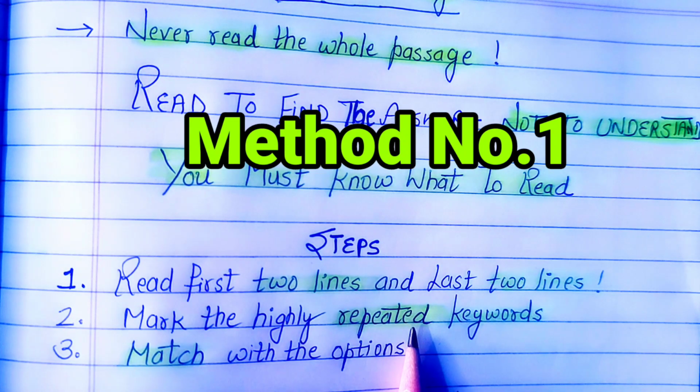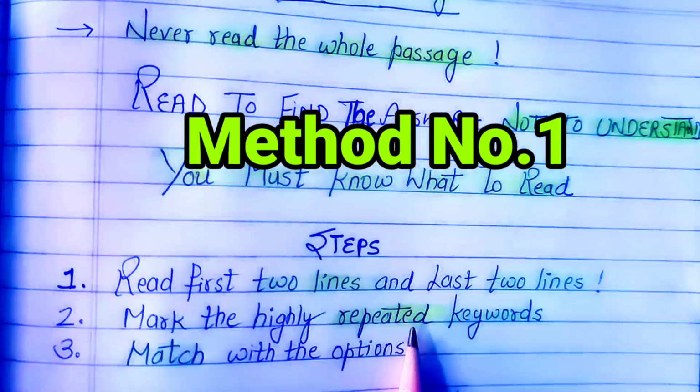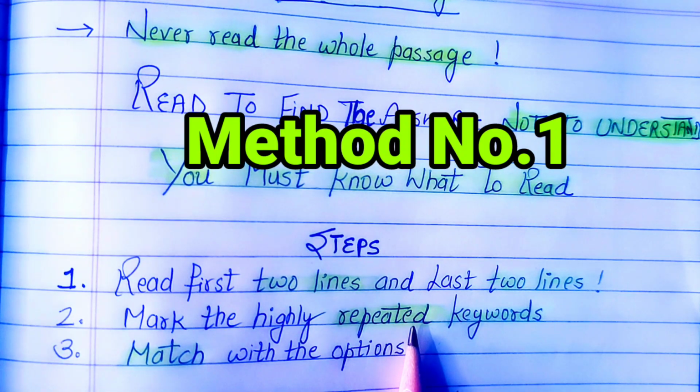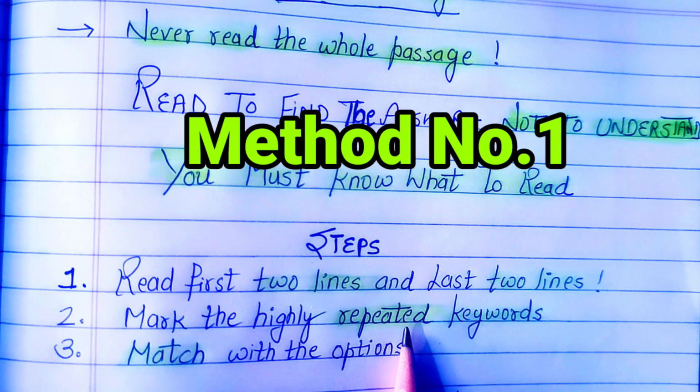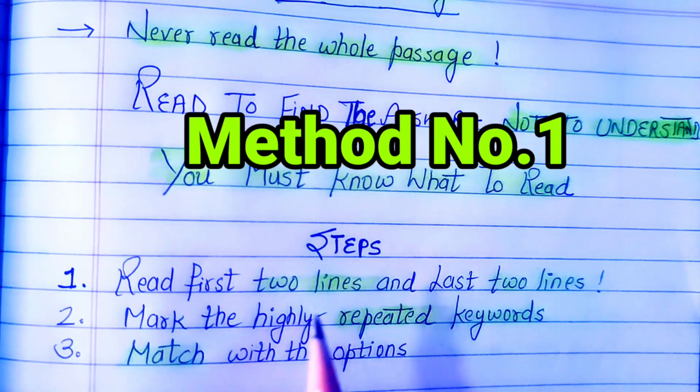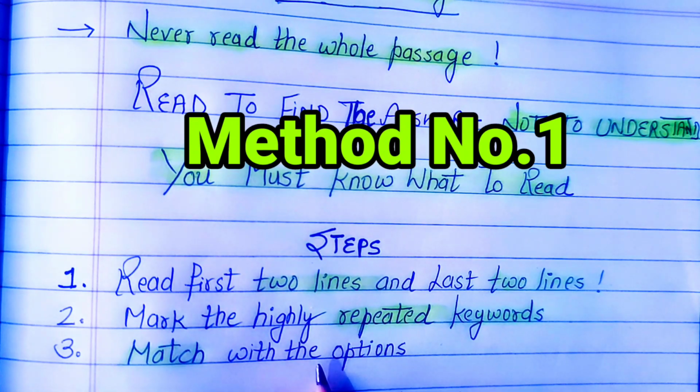But what happens when I myself find the answer of list of headings? Although I read the first 2 lines and last 2 lines, and I get to know because I have the synonyms information, so I easily find it. But in case there are some tricky questions, I have to read the mid part as well. But the mid part also I don't read to understand. I read to find the highly repeated keywords. I hope you understood, right? So we are going to mark the highly repeated keywords and then we should match with the options.